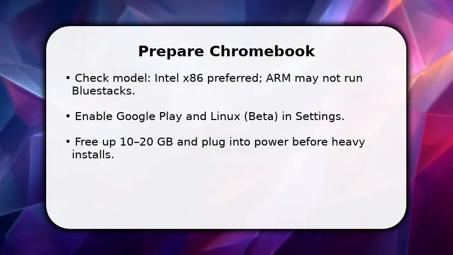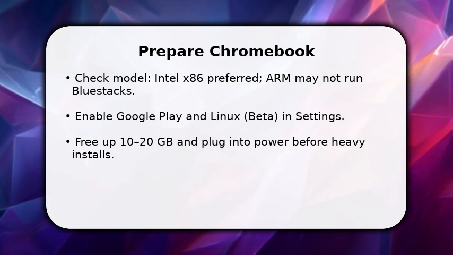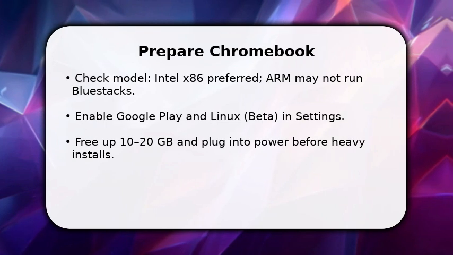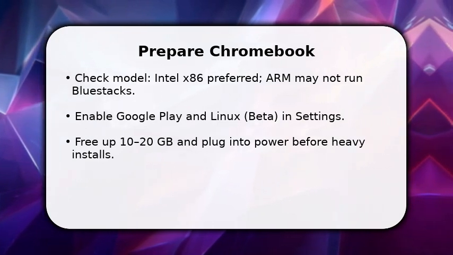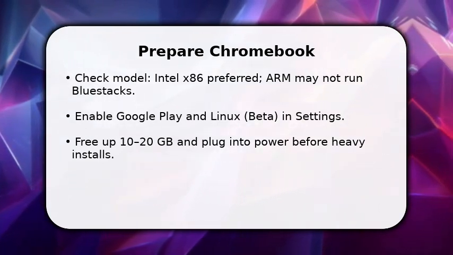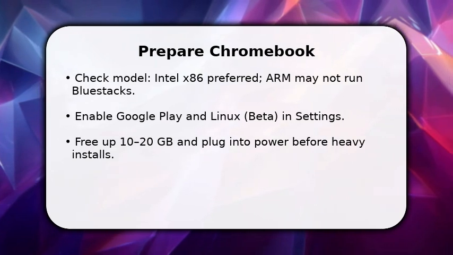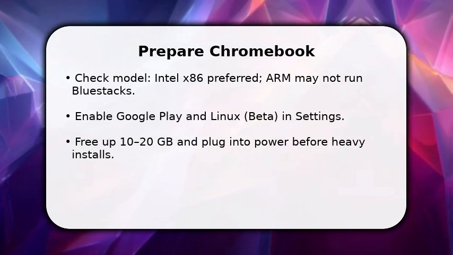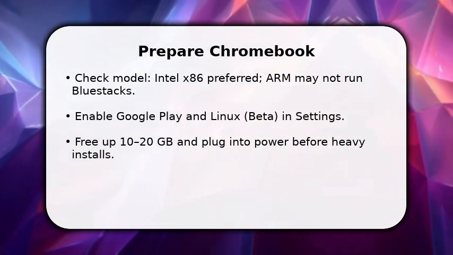You start by confirming your Chromebook can run desktop apps. Check for an Intel x86 CPU and at least 4 GB RAM. Once done, enable Google Play and Linux Beta from settings so you have both Android and a Linux container. Make sure you free 10 to 20 GB of disk space and connect the charger.